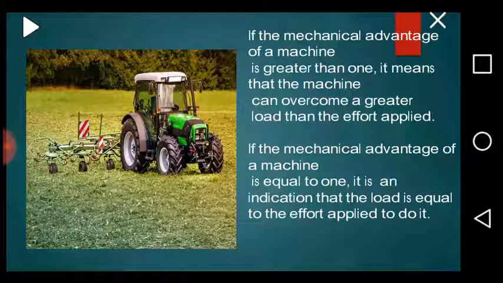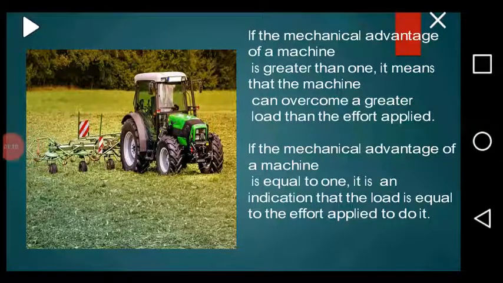Mechanical advantage is defined as the ratio of the load to the effort in the machine. Scientists have a way of knowing if a machine is worth having, and there's no point constructing a machine that is not efficient. The work done on the load by the machine must be greater than the work done on the machine by the effort.